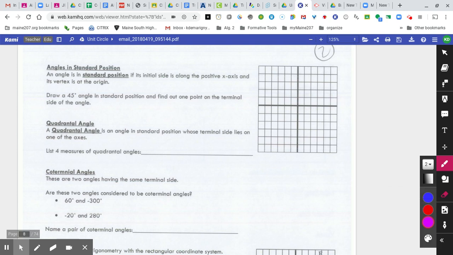I'm here to do part 2 of our chapter 2 unit. I needed to explain to you a few things about angles in standard position. What are quadrantal angles? What are coterminal angles? And then to begin to teach you how to use a reference triangle to find your 6 trigonometric functions. So those are our goals for today.